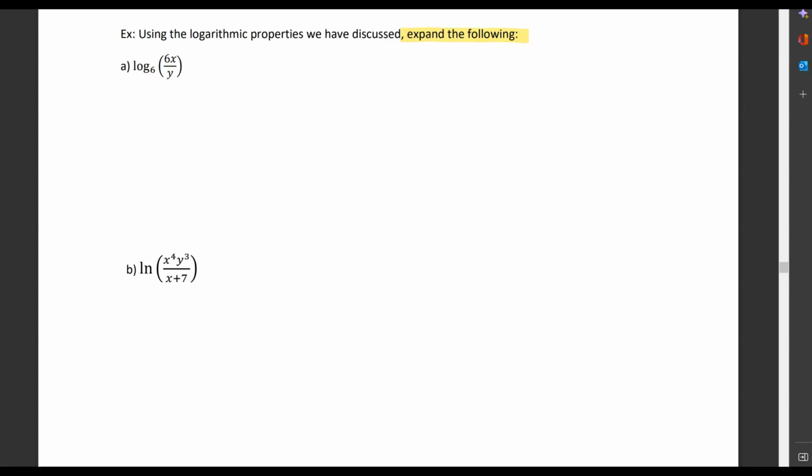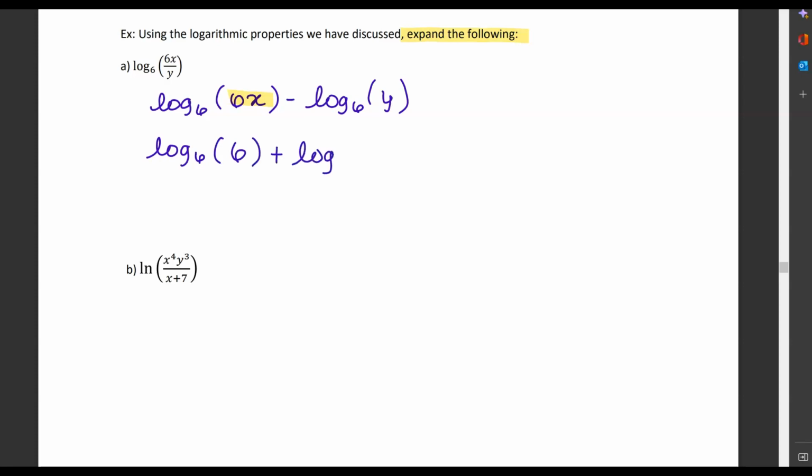So we're going to start off. Notice that I have a quotient here, so I'm going to start with the quotient. So I'm going to have log base 6 of 6x minus log base 6 of y. But the next question you want to ask is, am I done? Is this as expanded as I can get? Notice that we do have the product rule there, so we can expand this a little bit further and say log base 6 of 6 plus log of x, minus, I dropped the base 6, log base 6 of y.